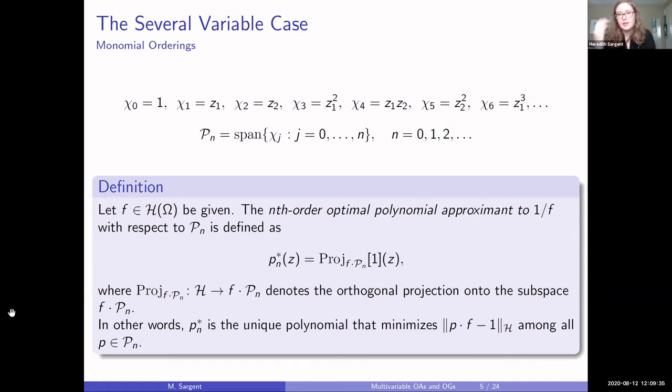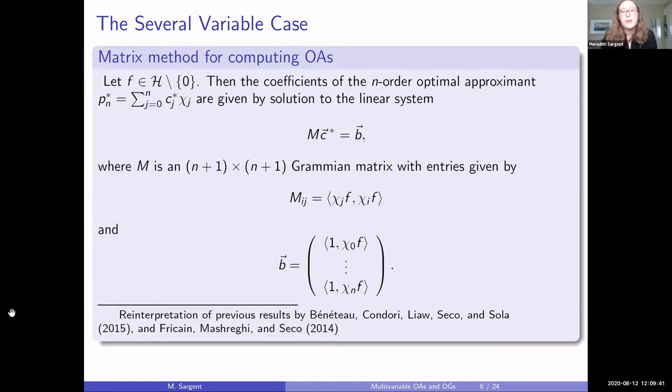So it turns out that ordering the monomials this way is exactly what we needed to translate the matrix method for computing optimal approximants. This is just a reinterpretation of some previous results. You can compute optimal approximants by building a Gramian and then solving a system of equations. And you can't do this unless you include every single monomial. It works well if you have just 1 variable, because then you just go up by degree. But now we actually need to look at each monomial and add them in 1 at a time. So we get this nice method. And using this, let's look at a couple of explicit computations.